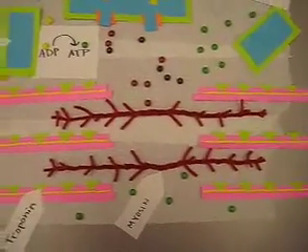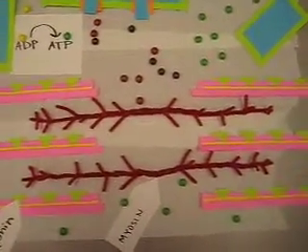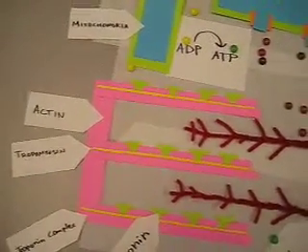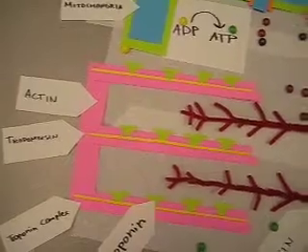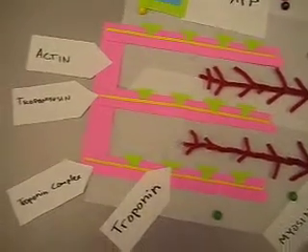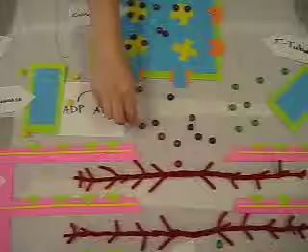This is the sarcomere. Myosin is represented by the red pipe cleaners. Actin is represented by the pink paper. Tropomyosin is represented by the yellow line. Troponin is represented by the green boxes, and altogether those create the troponin complex.